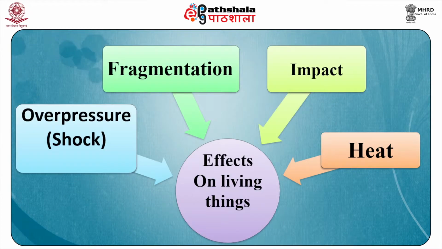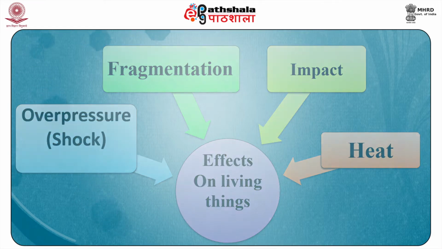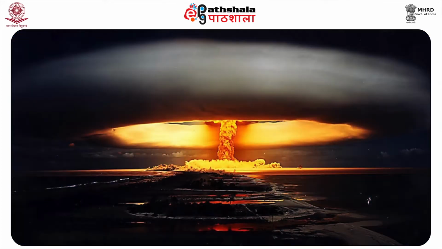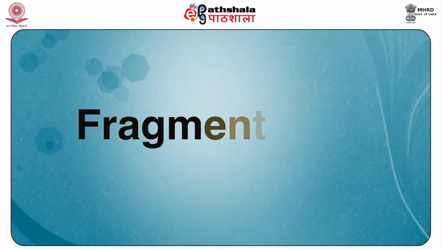The effects on living things which are near a blast instance can be categorized into 4 types, and they are heat, impact, fragmentation and overpressure. And overpressure is also called shock. When we talk about what overpressure is, overpressure or shock is the abrupt and extreme upsurge in ambient pressure which can harm the internal tissue, probably leading to everlasting harm and in most cases death. Coming to fragmentation.